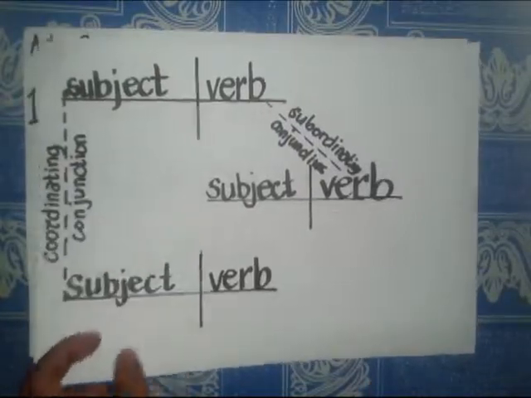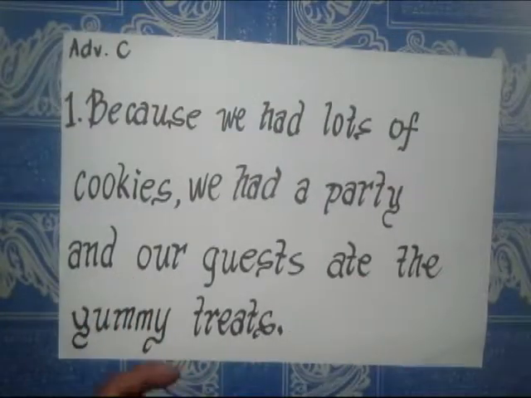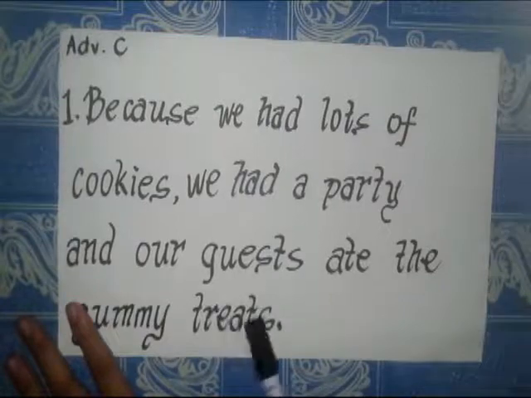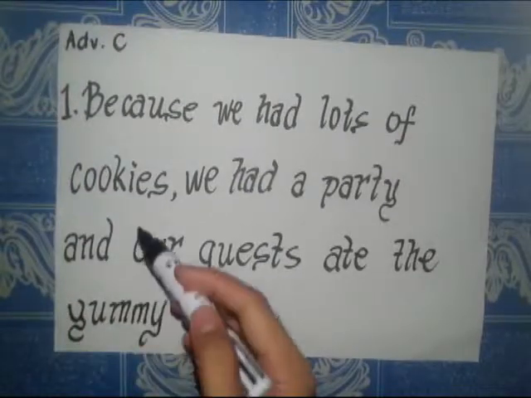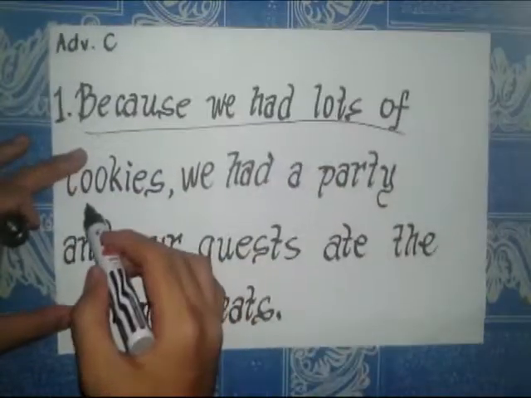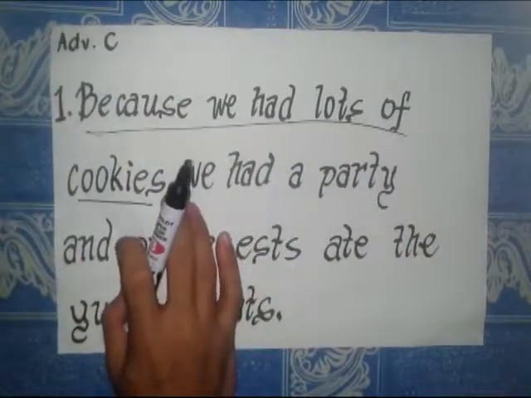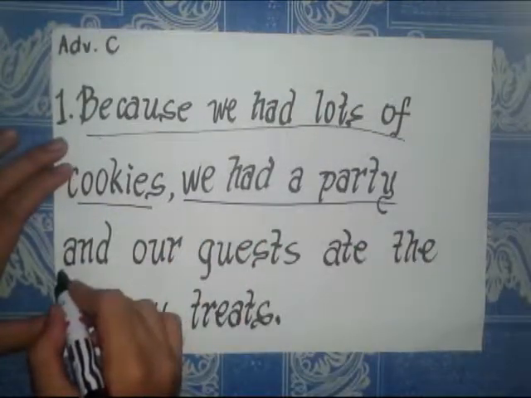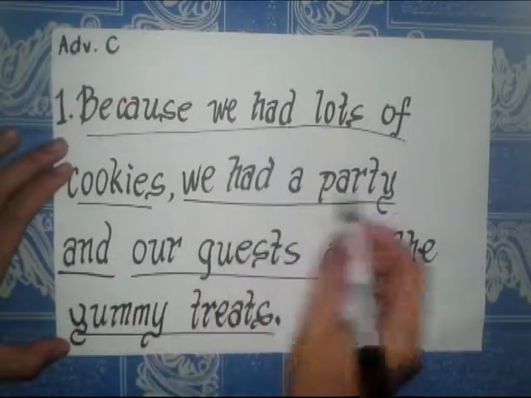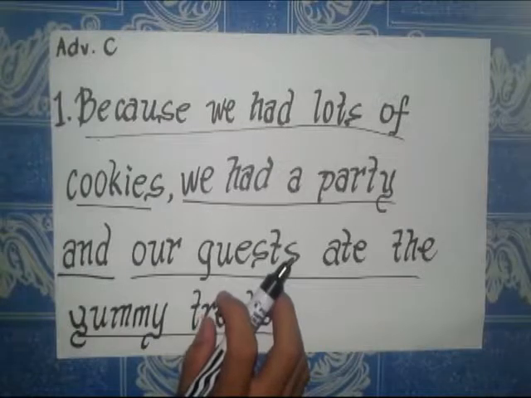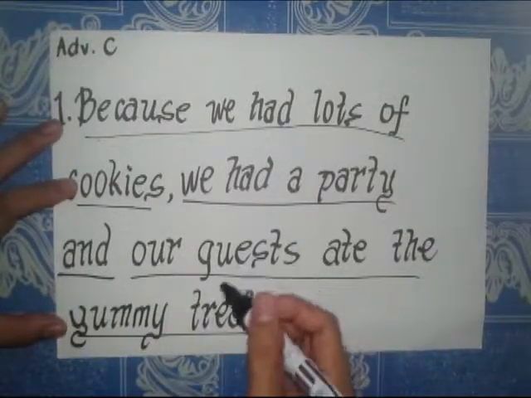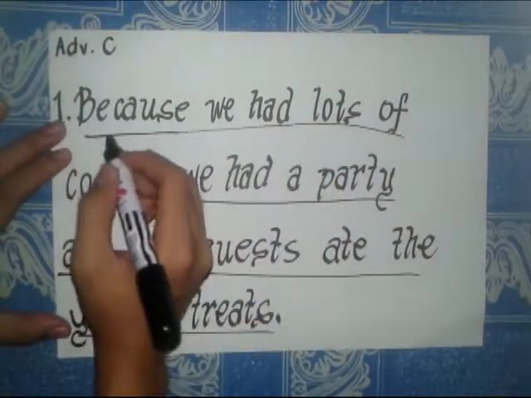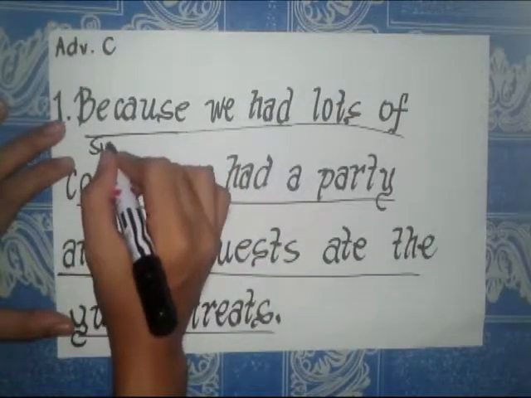Okay, we'll have an example. Here, because we had lots of cookies, we had a party and our guests ate the yummy treats. So, because we had lots of cookies, here is the adverb clause. And we had a party and our guests ate the yummy treats. We had a party here is one of the independent clauses, and our guests ate the yummy treats is also another independent clause. And here is the coordinating conjunction.